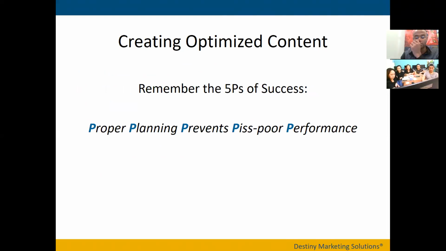Now, so we talked about high quality content and what makes content good quality. So how do you go about creating that optimized content? This is a pretty popular phrase for success: proper planning prevents piss poor performance. So when you're thinking about the content strategy for your website or for a client's website, you always want to leave time and energy for planning at the beginning of the process.